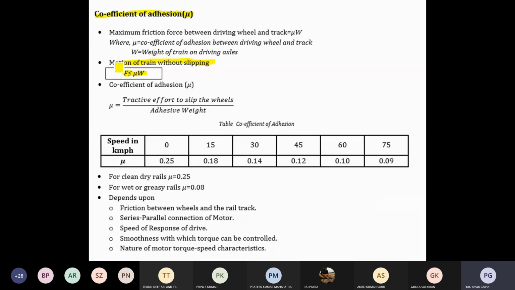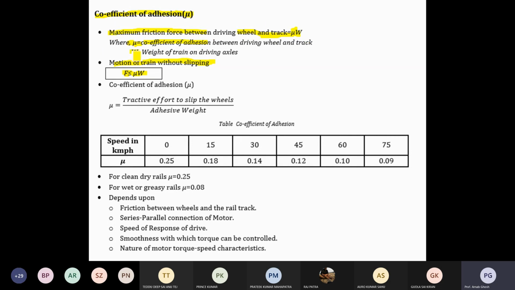The most important point is the maximum friction between the driving wheel and the track, okay. That is mu W, all of you know about it, it is your +2 level concept from the chapter of friction, okay. Mu equals the coefficient of adhesion between the driving wheel and the track. Coefficient of adhesion means, in one sense, a frictional constant, that's why it is called the coefficient of adhesion.